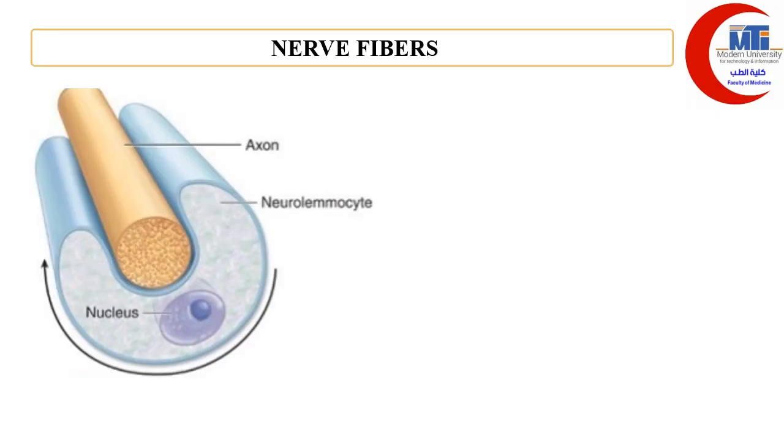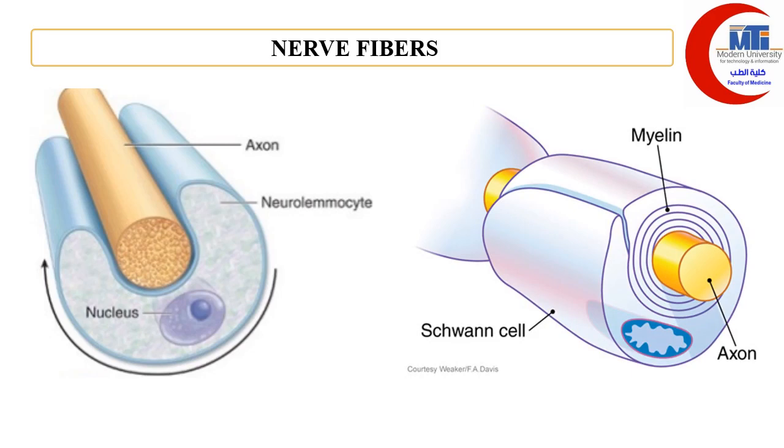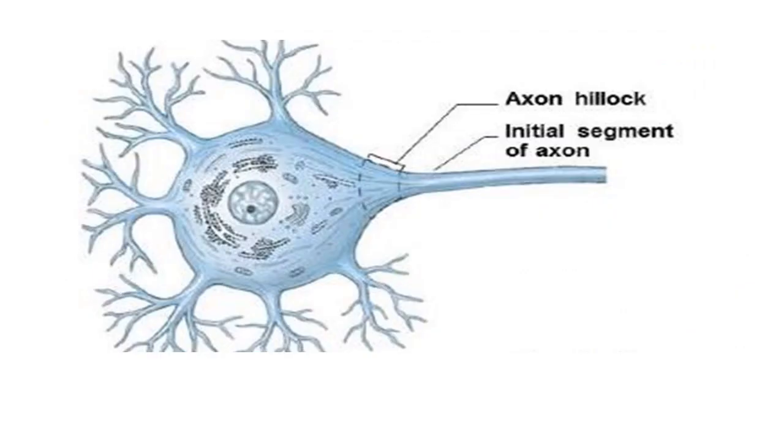What are nerve fibers? They are the individual fibers of the nerve cell in the connective tissue sheath. It may be naked, meaning no sheaths, or it may be surrounded by covers like the myelin sheath and the Schwann cell. Don't forget that the axon is formed of three parts.